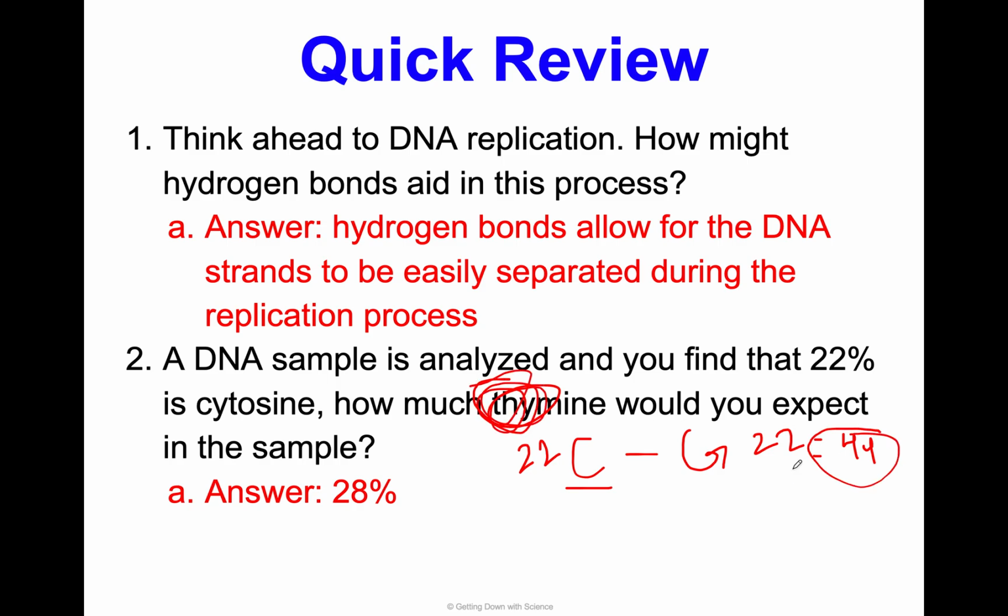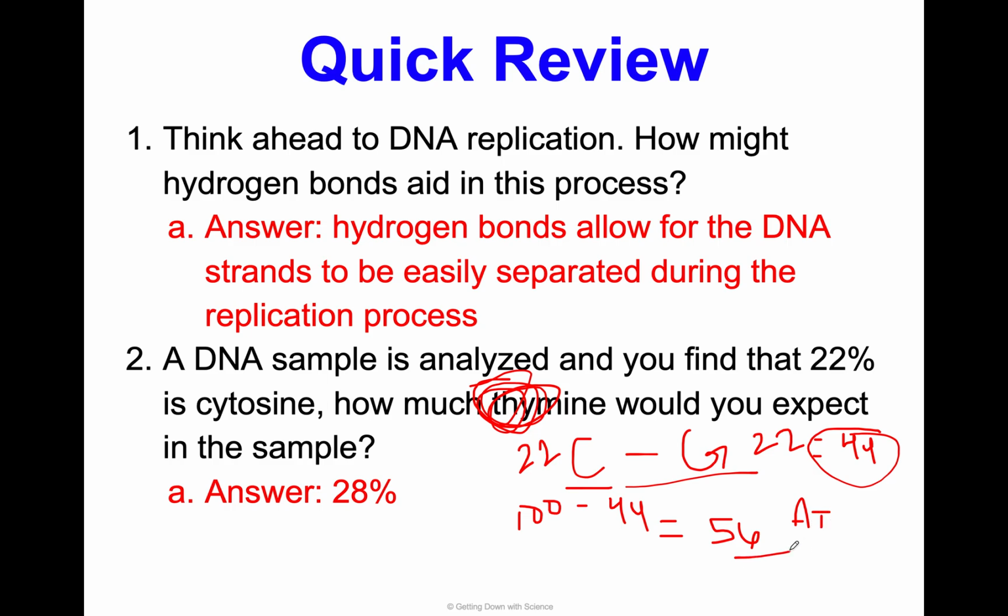Well, if 44% is this pairing, we're going to take 100 minus 44, right? Which, you know how bad at math I am. 56. I just wanted to check. So 56% of it would be the other pairing.